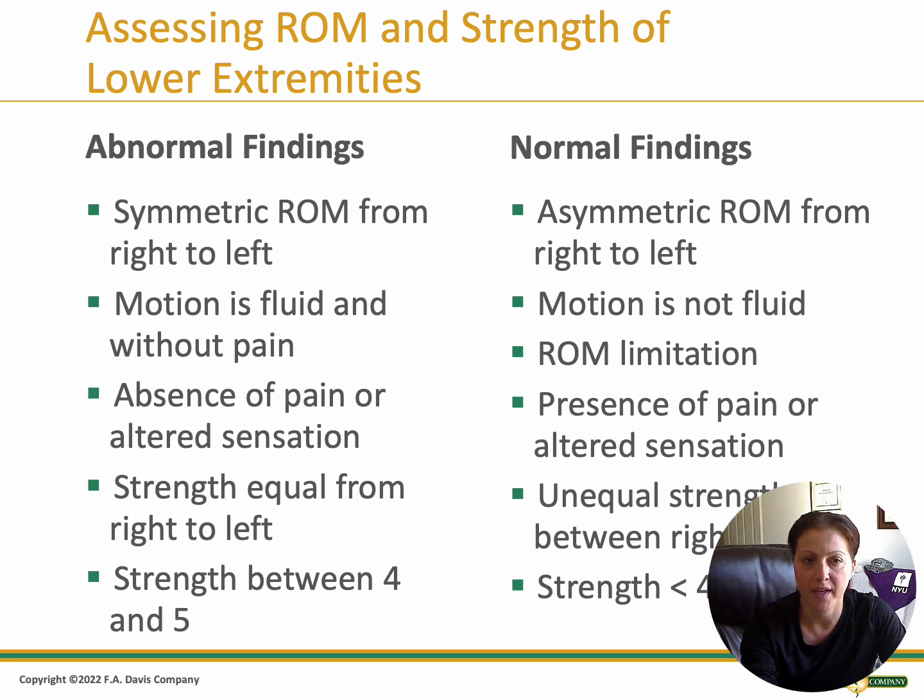And for normal findings, there should be symmetry from the right side to the left side. The motion should be fluid and without pain. And there should be no pain or altered sensation, no numbness. Temperature should be equal, warm to touch, and their strength should be between a 4 and a 5. And again, as with the upper extremities, there might be some differences in muscle strength dependent on which side they favor the most.